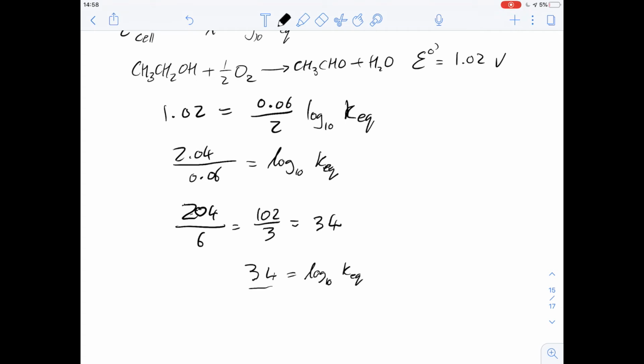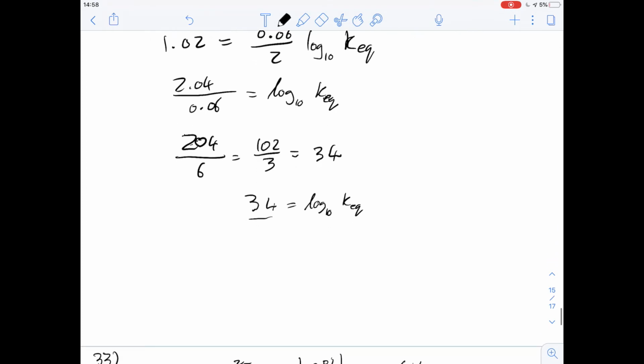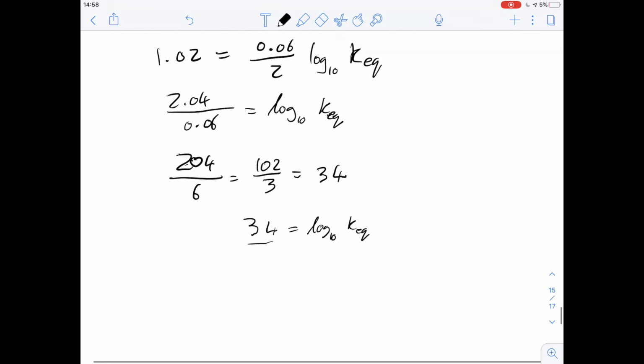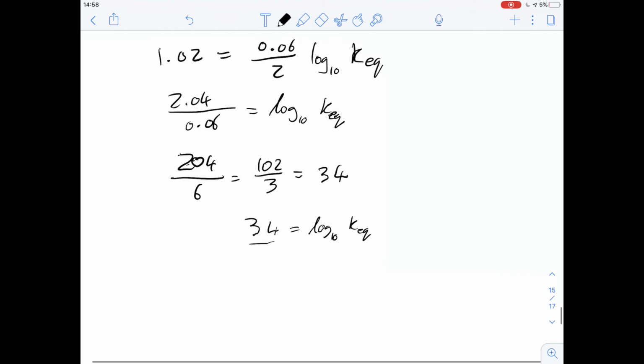Now, 34 is one of the answers, but we're not done yet. We need to find Keq. So remembering our log rules, Keq is going to be equal to 10 to the power of 34. And that gives us an answer of D for this question.